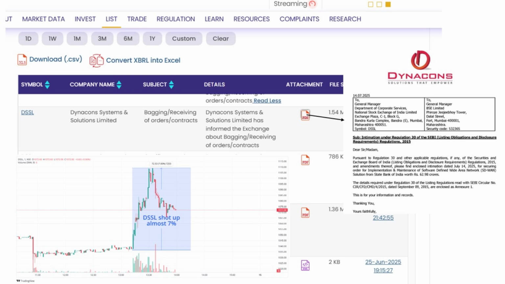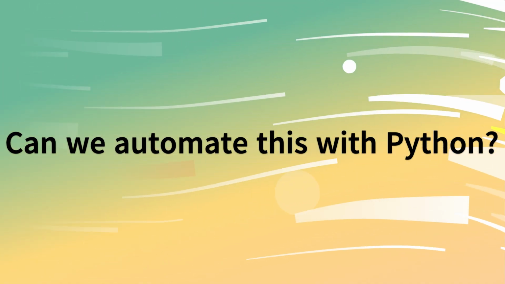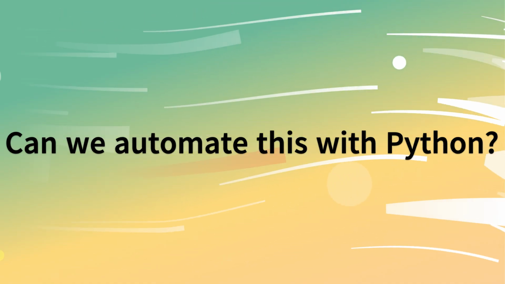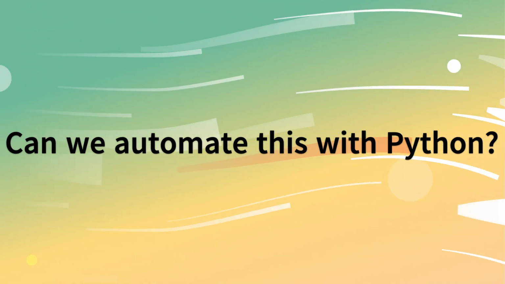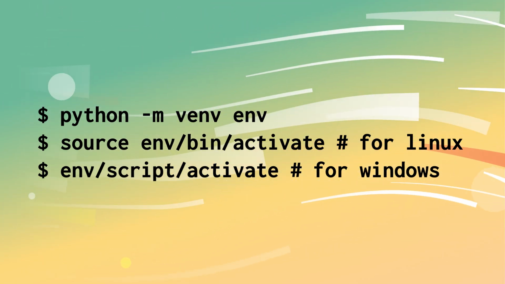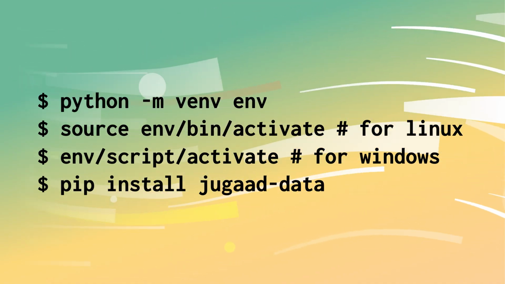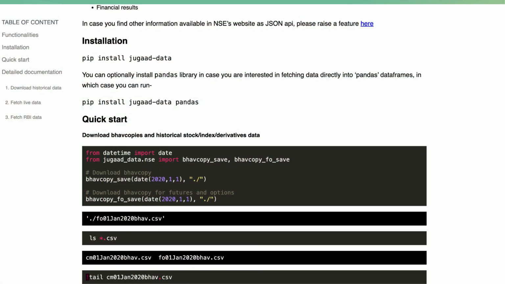That brings us to the golden question. Can we automatically fetch announcements using Python so that we can catch these big moves early on? Let's see how to do it. First, set up a virtual environment. Next, install the jugaad-data library using pip. This library does a bunch of things like fetching live and historical stock data, and of course, fetching announcements.